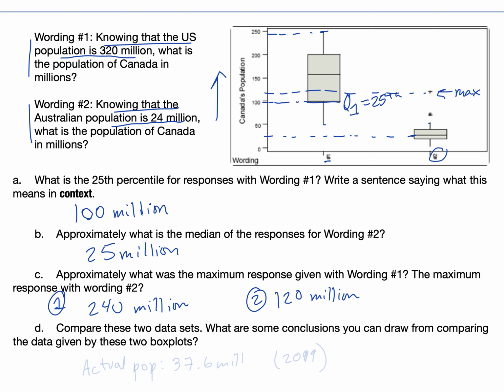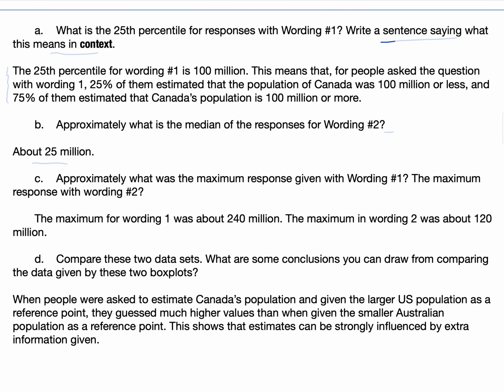In case you're interested, the actual population of Canada currently is 37.6 million. That's from 2019. It is growing. I think the year before it was 36.3 million, so it is a growing population. So the estimates that were given based on the Australian population were much closer than the estimates given based on knowing the U.S. population. So here are my responses written out for each of these questions.